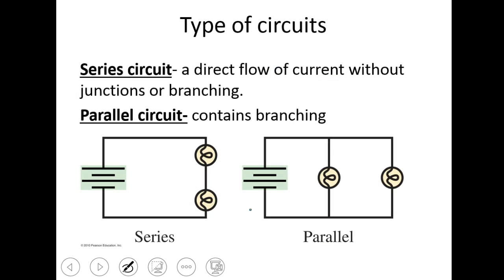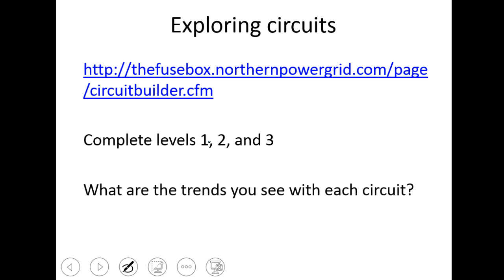Like I said before, there are 2 kinds of circuits. There are series circuits and parallel circuits. Series circuits have a direct flow of current without junctions or branching, and parallel circuits contain branching, right? And so we see less current going through each of these bulbs than we do for these bulbs.